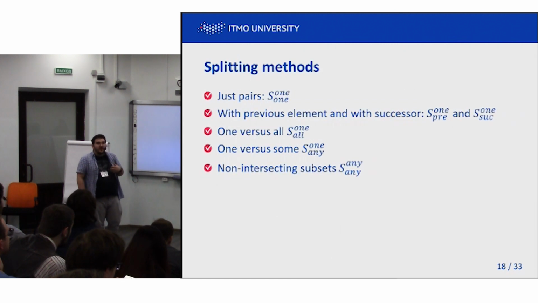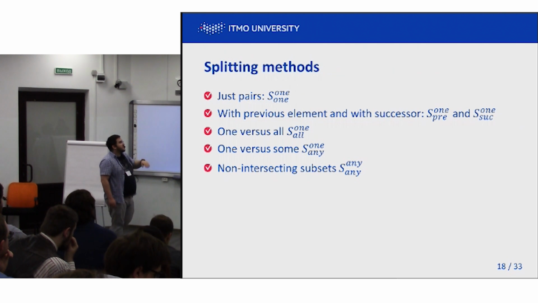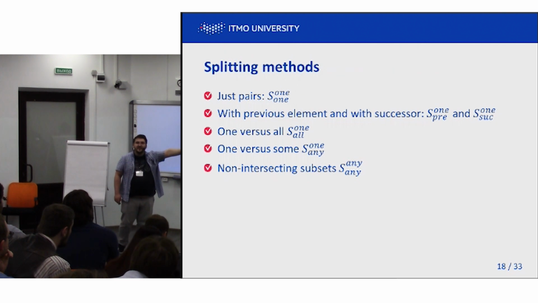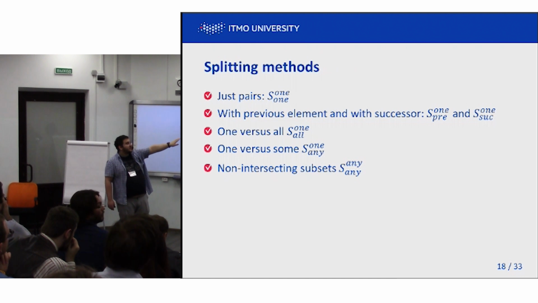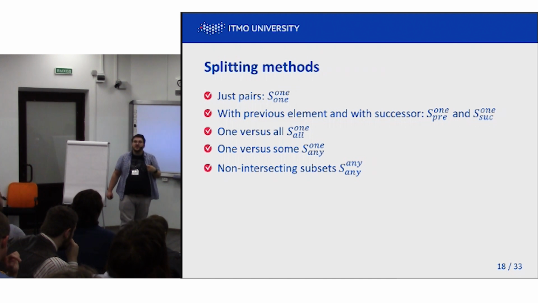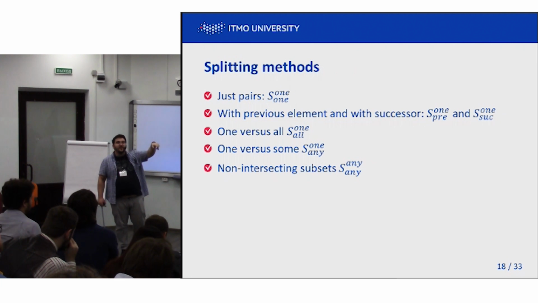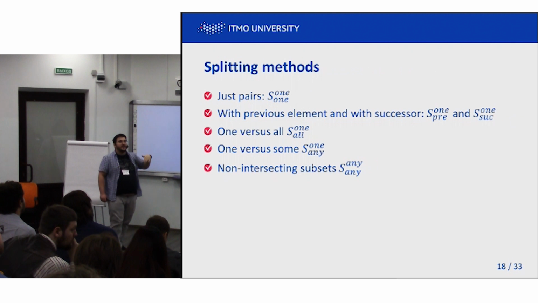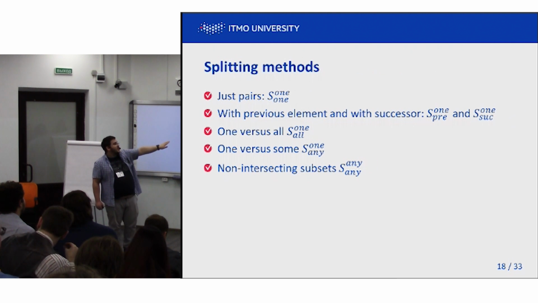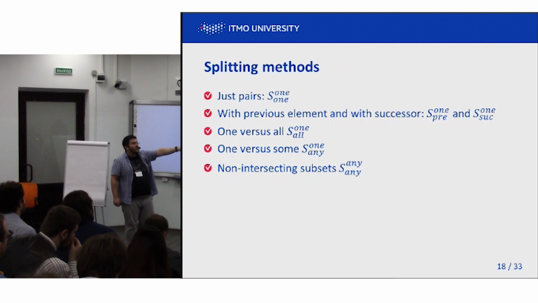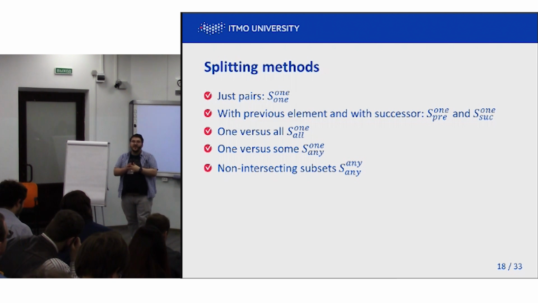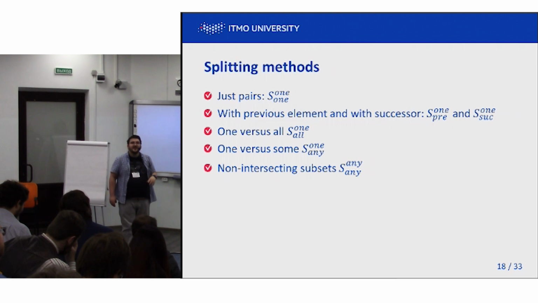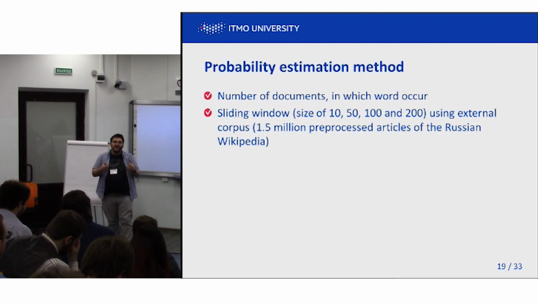So what are the elements of our configuration space? Let's talk about splitting methods. We can choose the simplest one, just all pairs of words, one by one. We can choose the order which is given by the probability of words, so a word with a more probable word, or a word with a less probable word. We can choose one versus all. We can choose one versus some subset, and we can choose some subset and another non-intersecting subset. Unfortunately, methods with subsets were not so good, so I'm not going to give details on how we play with subsets.